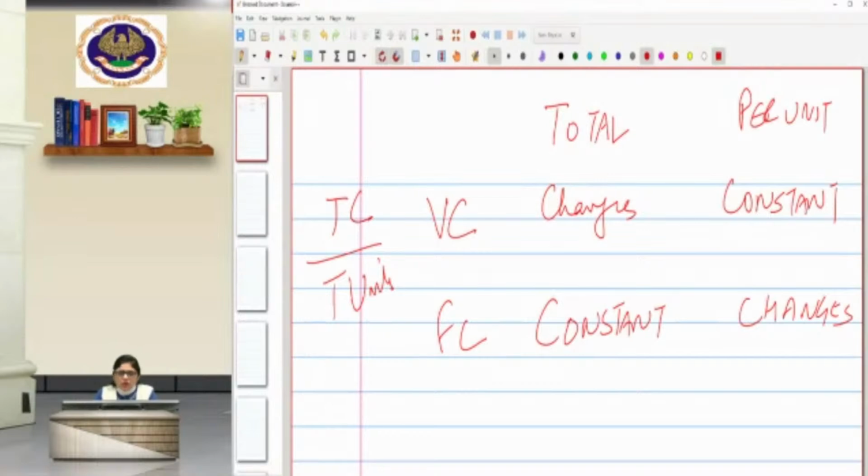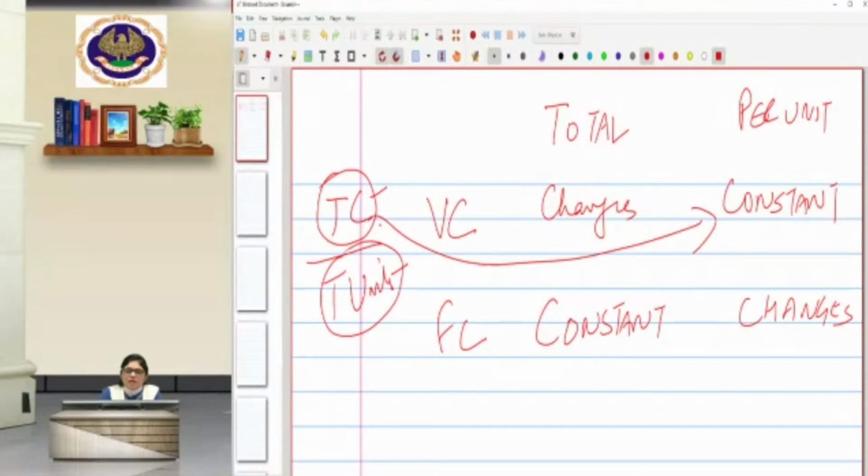In variable cost, total cost changes and total units also change. So the numerator is changing and the denominator is also changing in equal proportion. That's why the per unit remains constant. In fixed cost, the total cost does not change, but total units do. That's why the total remains the same, but per unit always changes. So you always need to remember: variable cost in total changes, but per unit it remains constant. Fixed cost in total remains constant, and per unit it changes.